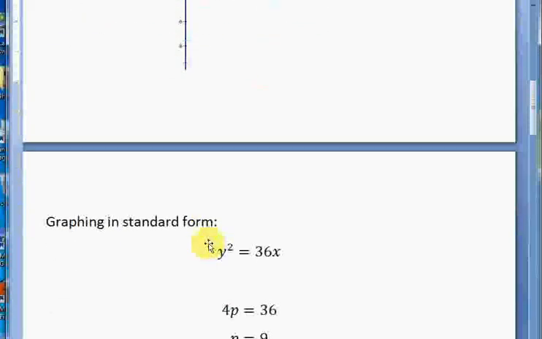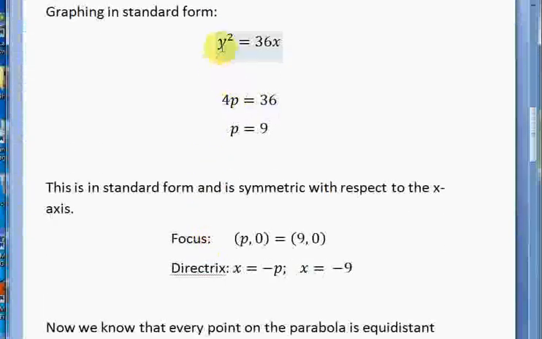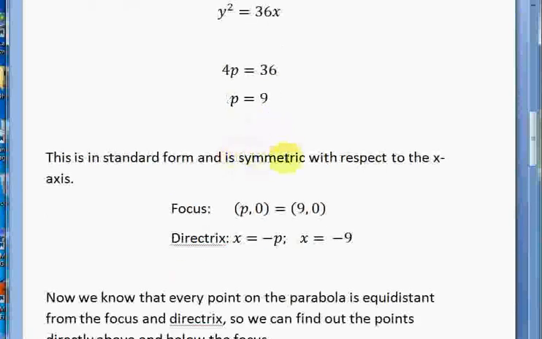Let's look at a simple example, graphing in standard form. I'm going to start with the equation y squared equals 36x. The first thing I should notice is this is a squared y term, so this is going to open left and right, and this is positive, so it's going to open right. Now, I know my equation y squared is 4px, so I'm going to set my 4p equal to this 36, and this gives me p equals 9. This is a standard form, and it's symmetric with respect to the x-axis. We know that because it's centered at the origin. So my focus is p, 0, or in this case, 9, 0, because p was 9. My directrix is in the opposite direction, and this is an equation for a vertical line, so this is x equals negative p, or in this case, x equals negative 9.